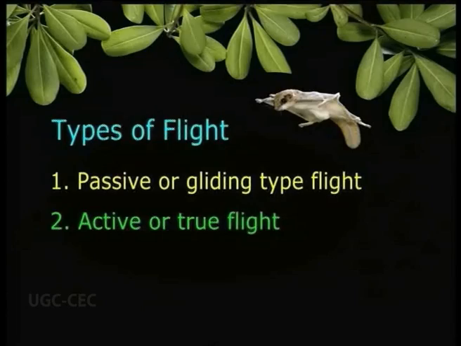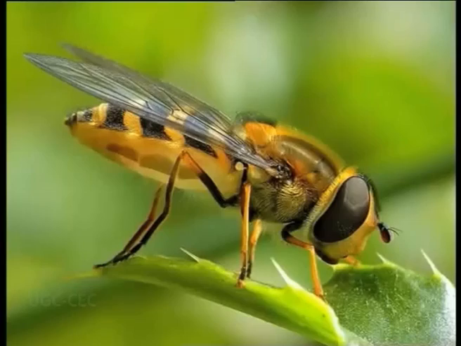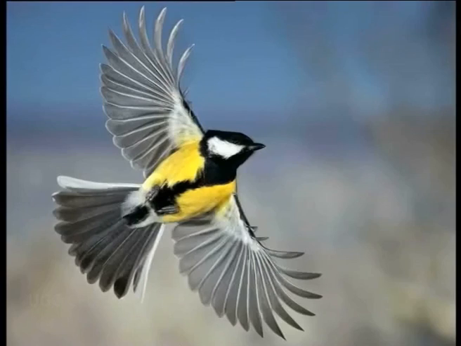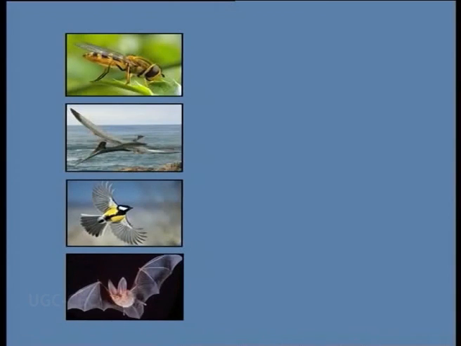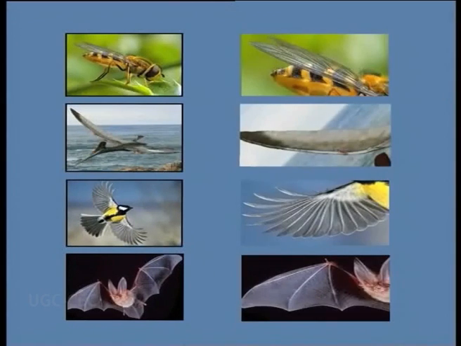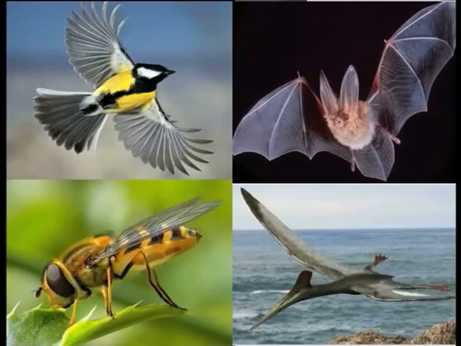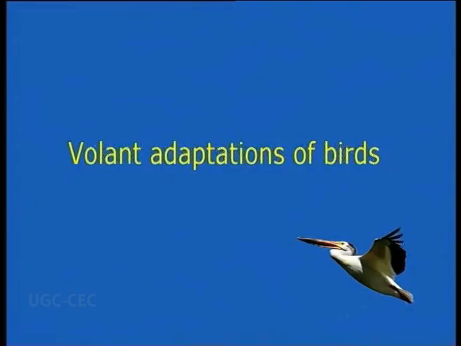Active or true flight. It is the aerial flight caused by the action of wings. True flight is found in insects, pterodactyls, birds and bats. In all of them, the nature of development and structure of wings are quite different, and their analogy suggests that flight has evolved independently in different groups. In true flight, the power is implied and the movement in air is sustained. Let us see volant adaptations of birds in detail.